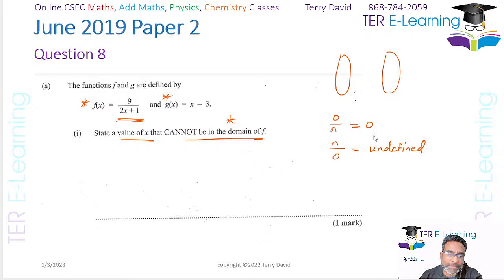a function. So what I'm going to do here, I'm going to take this piece here, 2x plus 1, and I'm going to put that equal to 0. So 2x is equal to minus 1, and x is equal to minus a half. So this is the value we're talking about here. If you plug that into that function, you're going to get a problem. You're going to get a function being undefined. Right, so 1 mark for that.